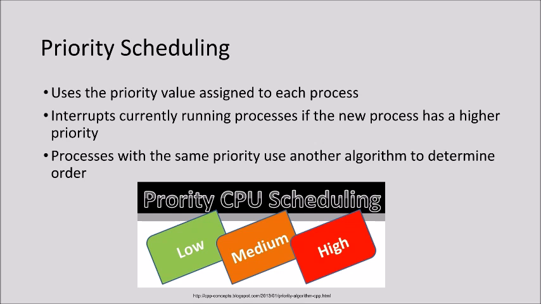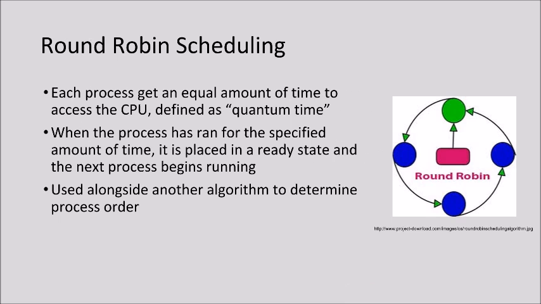So when you have two processes that have the same priority, you just go to a different algorithm. You either choose, maybe you choose the one that came in first. That's probably the most popular way. Or you could go with a shortest job type of algorithm. You would, I guess, combine this with one of those previous algorithms.